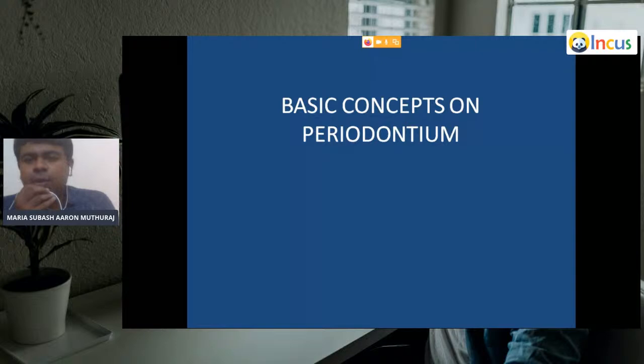Here today we are going to discuss some important MCQs from a specific topic, the basic periodontium. These are the MCQs they are going to ask in our NEET exam on basic concepts.